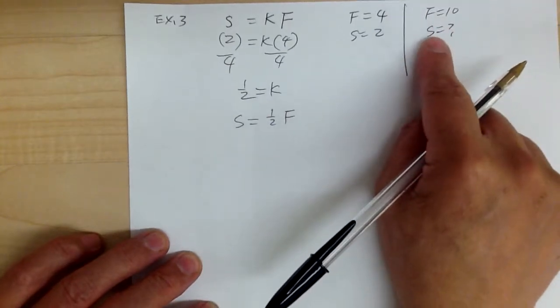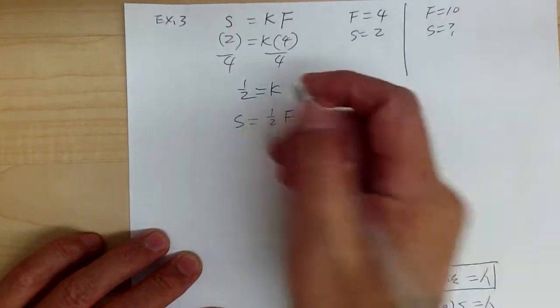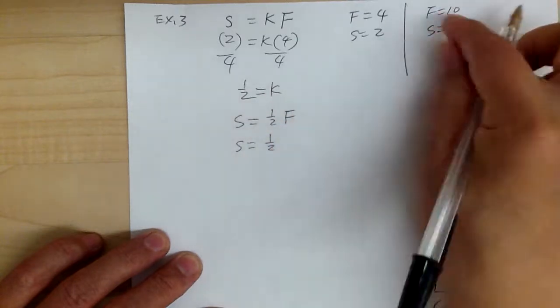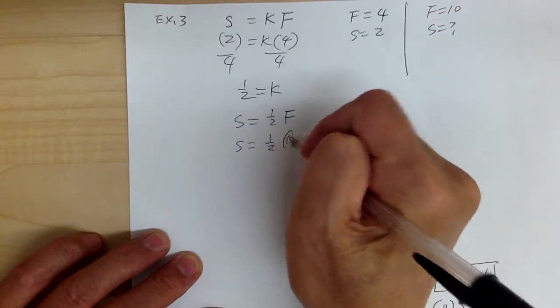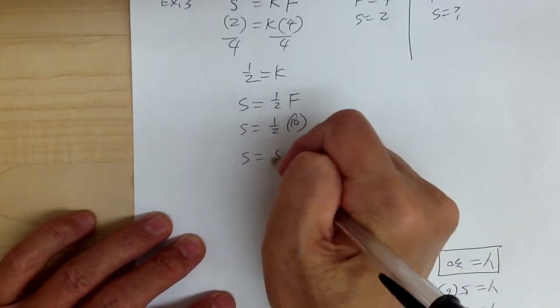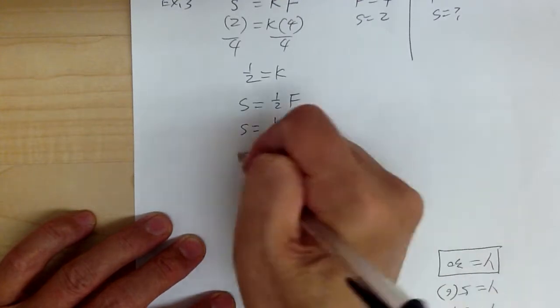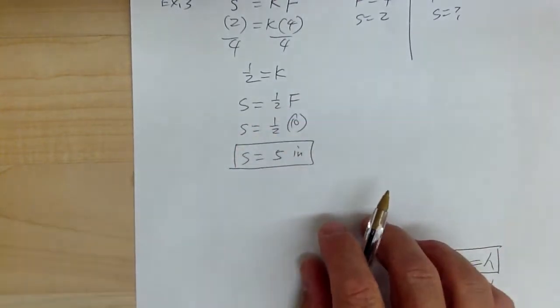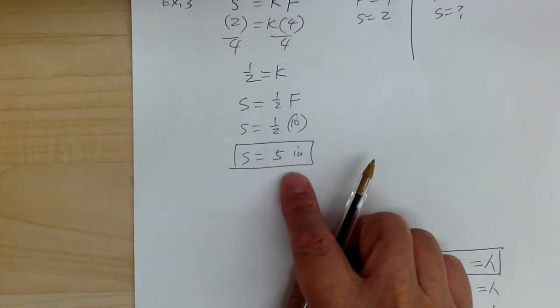So now you're looking for s when f equals 10. So s equals 1/2 when f equals 10, so substitute. So s will equal 5, and the label will be inch. And that's it for example 3. Okay, so let's go to example 4.